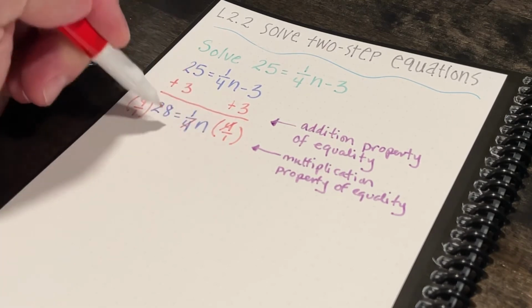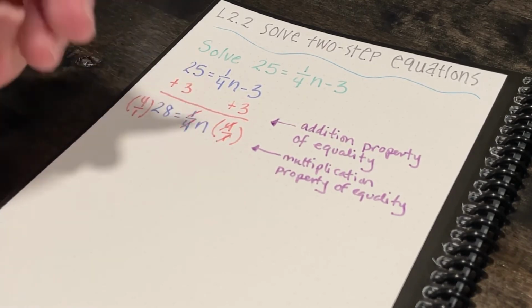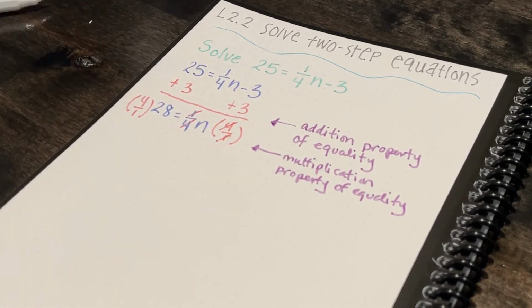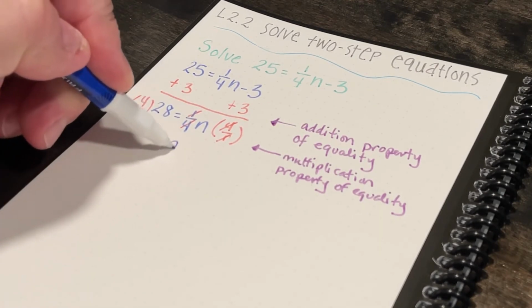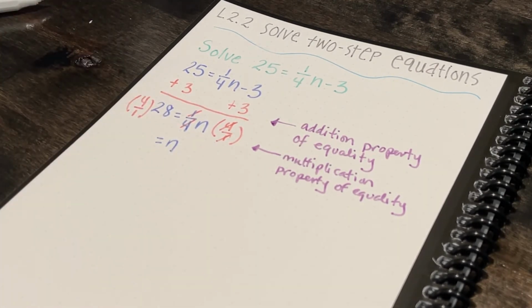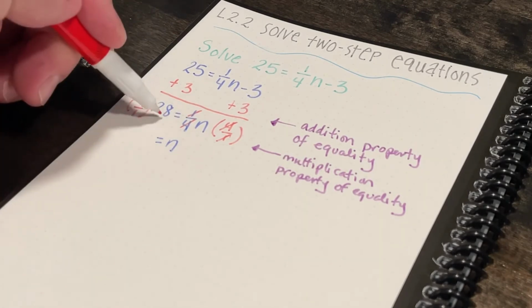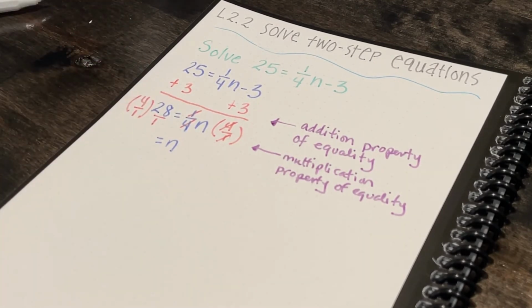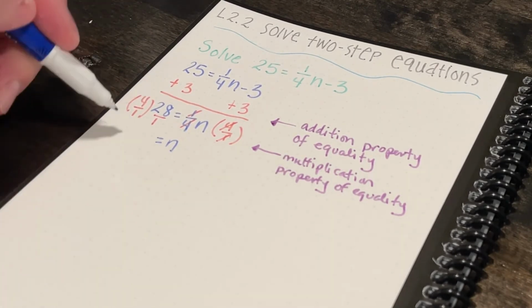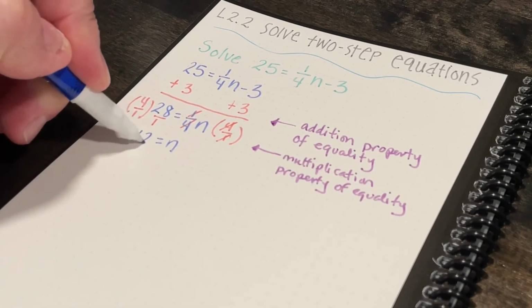When I multiply 1/4 times 4 over 1, I'm going to get 1 whole, which means I'm going to just have 1n, or just n. Now when I multiply 4 over 1 times 28, or 28 over 1, I'm going to get 112.